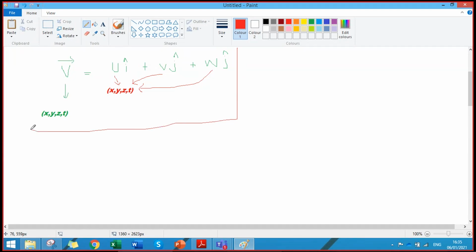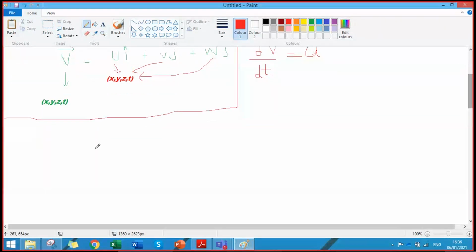So if I ask you to calculate the acceleration, what will you do? You will say, okay, take the derivative of the velocity field. If I ask you to calculate the acceleration field, you will say, okay sir, take the derivative of the velocity field with respect to time, and you will get the acceleration. Will it be so? Yes, sir. So the acceleration is the derivative of the velocity field with respect to time.